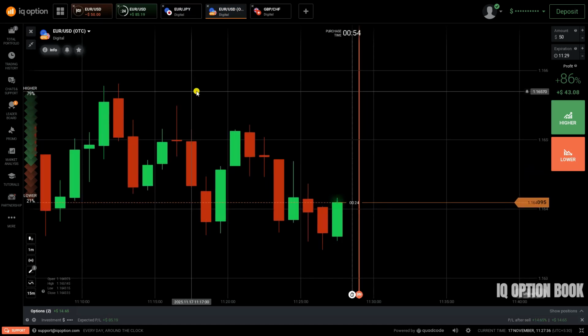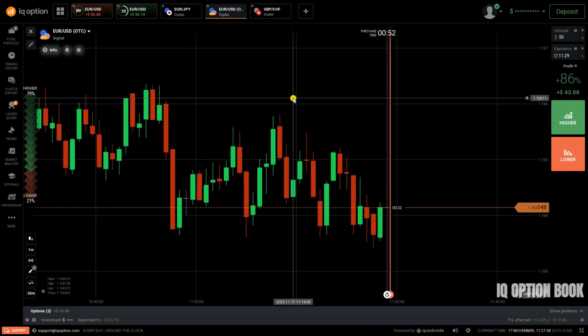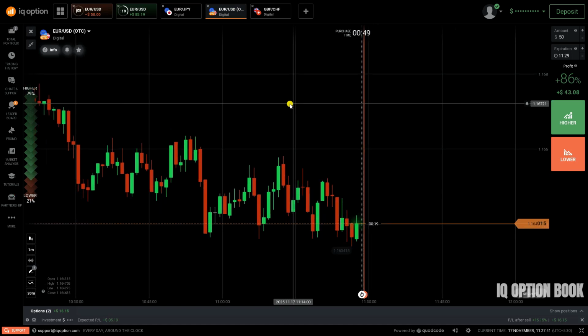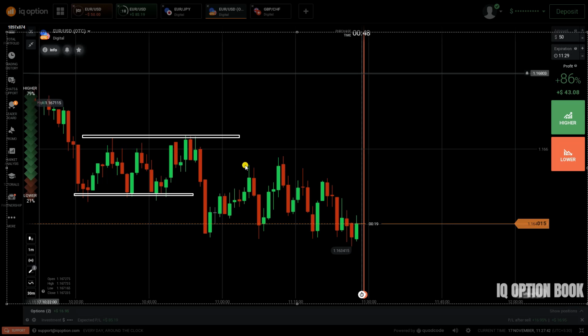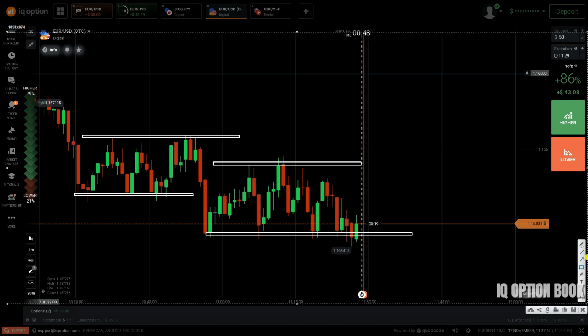Euro USD OTC. Let us take the Euro USD OTC chart and analyze the market. This is our support, and on the upper side this is a resistance, and this is a minor resistance, and this is our minor support. The market is fluctuating between these two. After fluctuating between these two, it moves in a downward direction in this way. After that, it is trying to break the level.